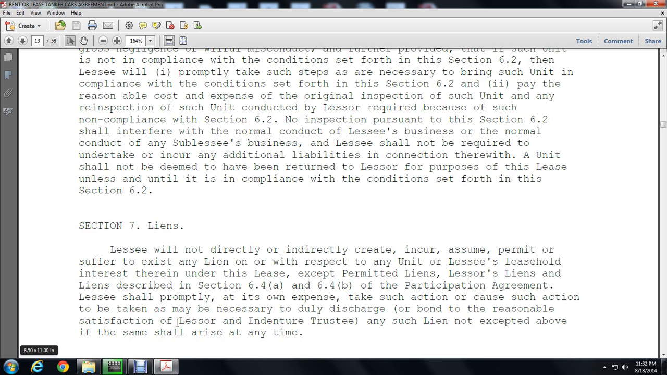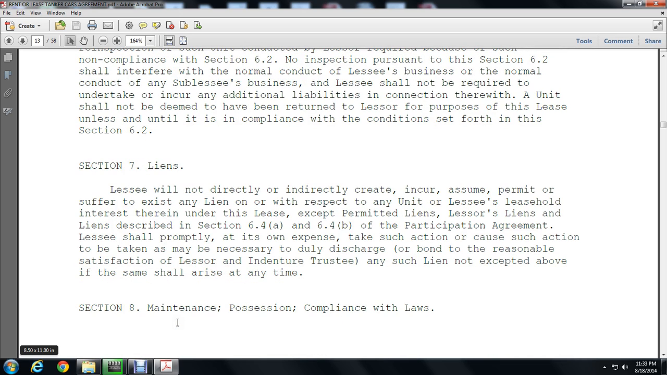Section 7. Liens. The lessee will not directly or indirectly create, incur, assume, permit, or suffer to exist any lien on or with respect to any of the units or the lessee's leasehold interest therein under the lease, except for permitted liens, the lessor's liens, and the liens described in Sections 6.4(a) and 6.4(b) of the participation agreement.